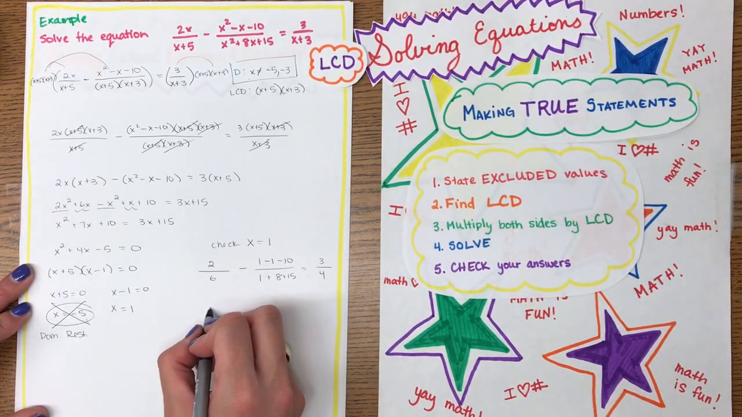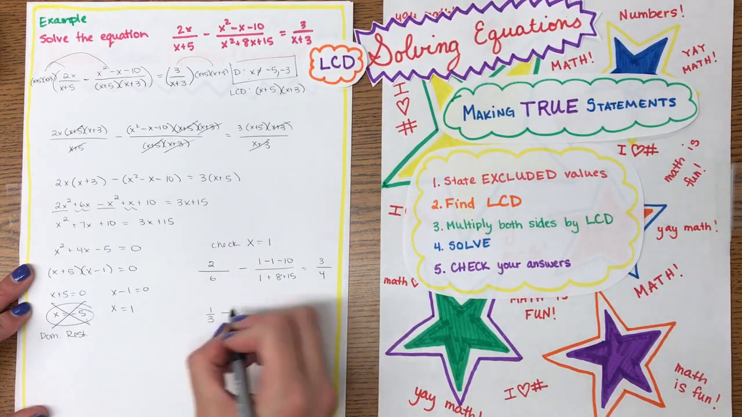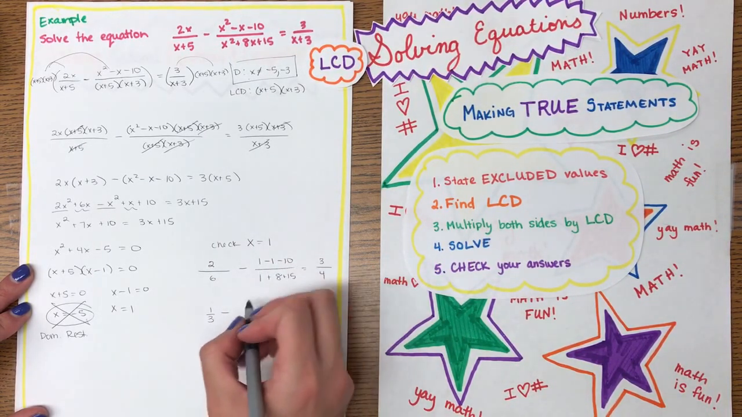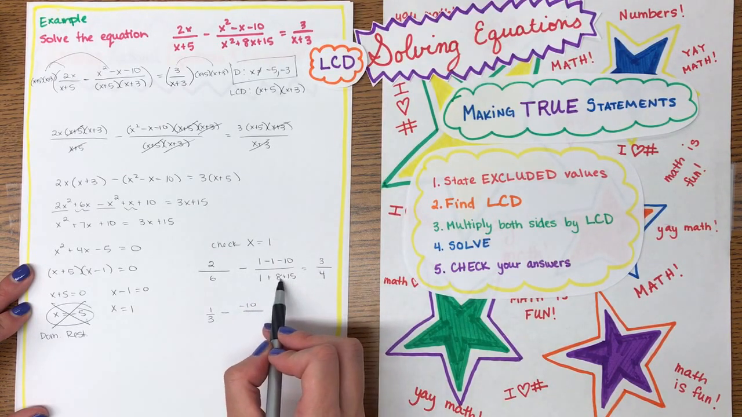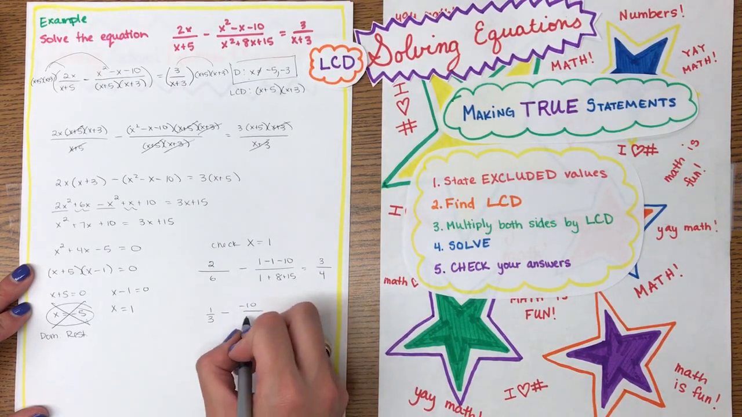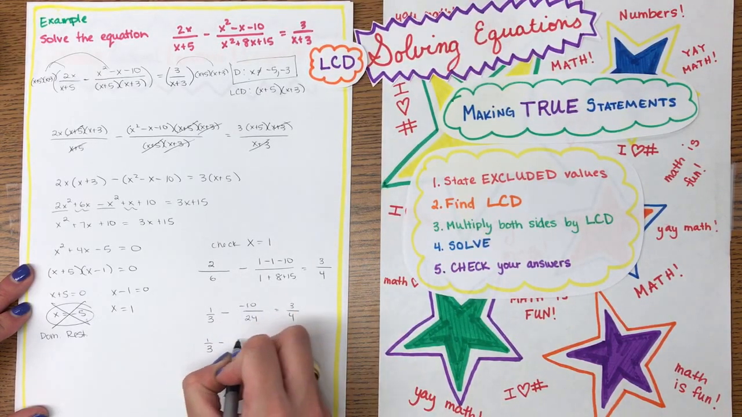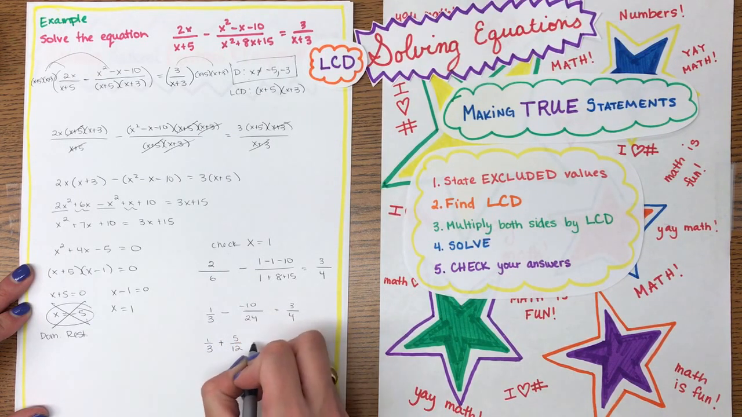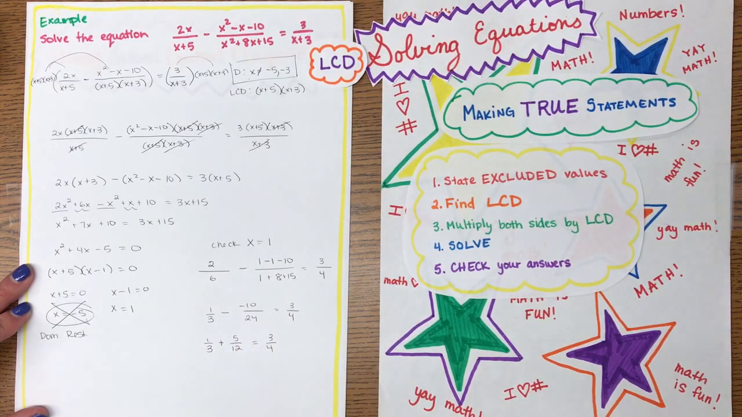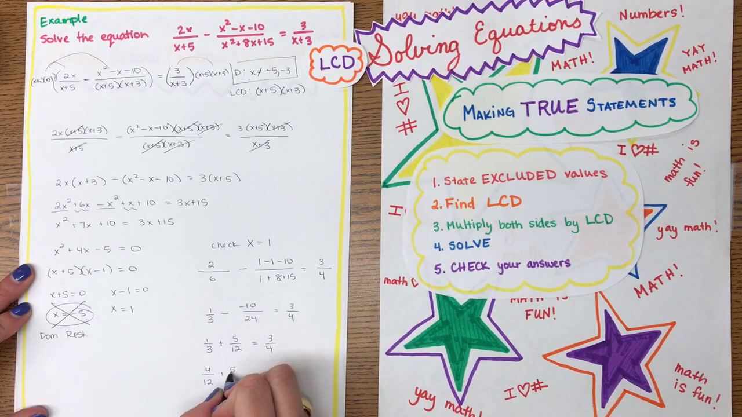So 2/6 is going to be 1/3, minus 1 minus 1 minus 10 is negative 10. 9 plus 15 is 24. So I've got 1/3 plus 5/12 is equal to 3/4. I'm going to change everything here into twelfths. So this is 4/12 plus 5/12 is equal to 9/12, where 9/12 is equal to 9/12.